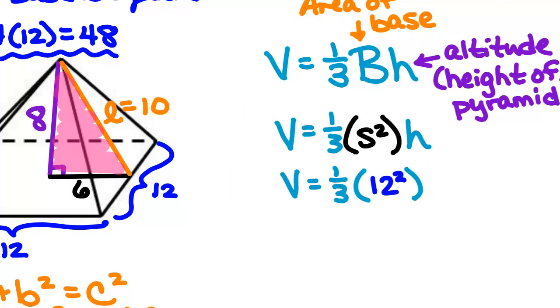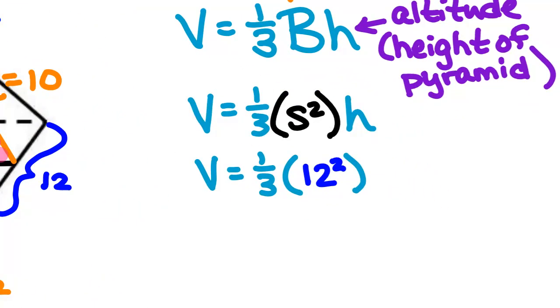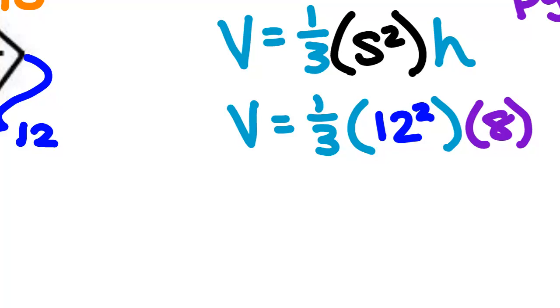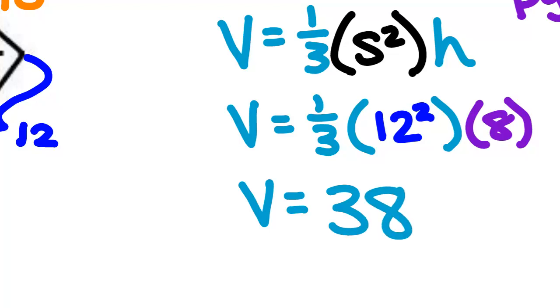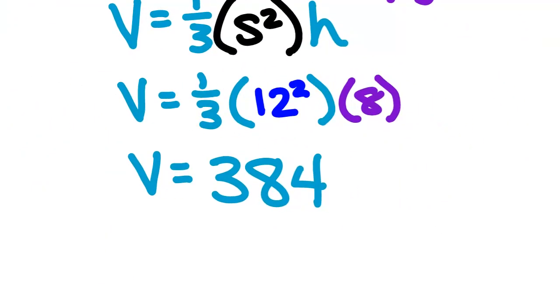What is the height or the altitude of this pyramid? 8. So now I need to grab my calculator. 1/3 times 12 squared times 8. 384. Did they give me any units? Nope. So I'm going to write units cubed.